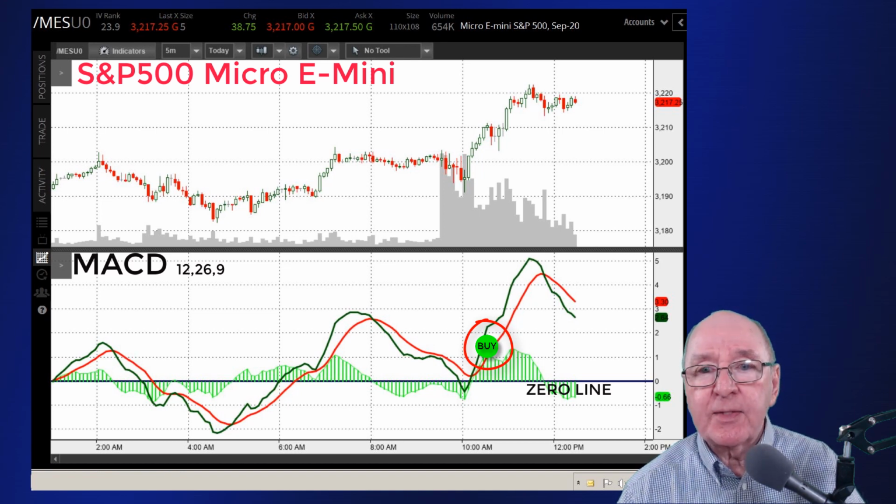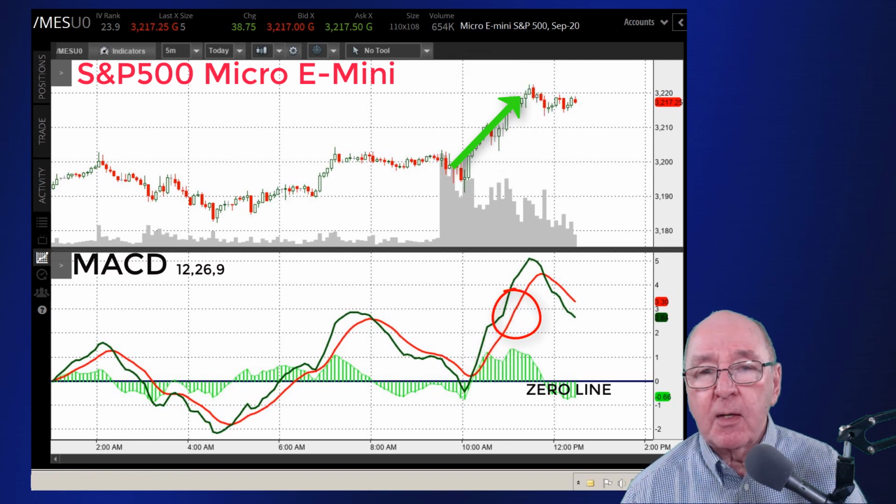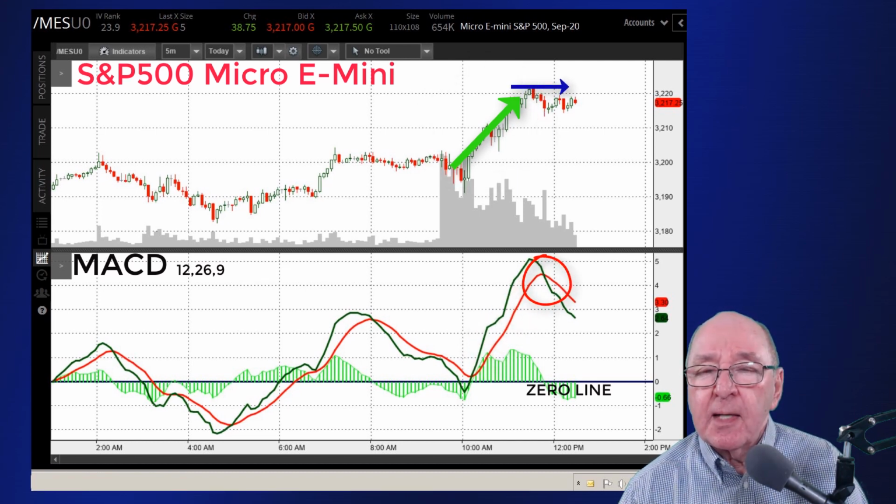Now, I often get asked the question, if I buy when the green line goes over the red line, why don't I just sell when the green line drops below the red line? And I'm going to show you here. You can see we had a good deal of upward momentum on the chart right here, and then it tops off. And then the lines converge and the green line goes below the red line.